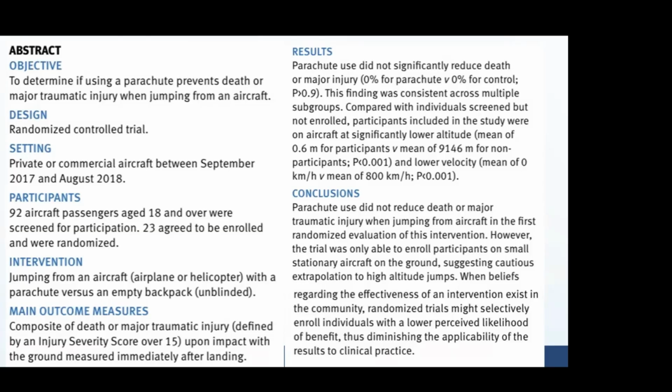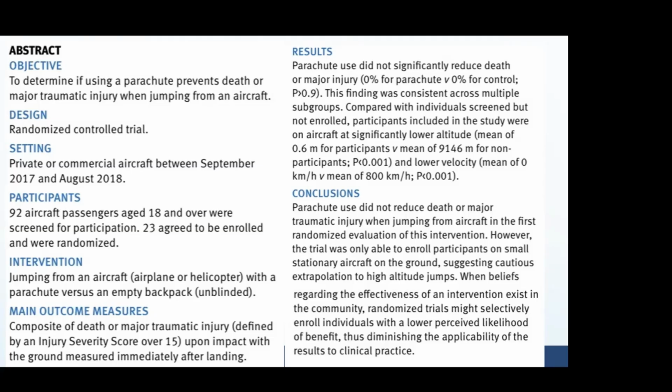And they found that parachute use did not significantly reduce death or major injury because there were no deaths or injuries in either group. The finding was consistent across all the different subgroups. They did, however, notice that compared with individuals screened but not enrolled, participants included in the study were jumping from a significantly lower aircraft, a mean of 0.6 meters compared to 9,146 meters for non-participants. And also the planes were going at lower velocity for those who agreed to participate, a mean of 0 kilometers per hour compared to 800 kilometers per hour.